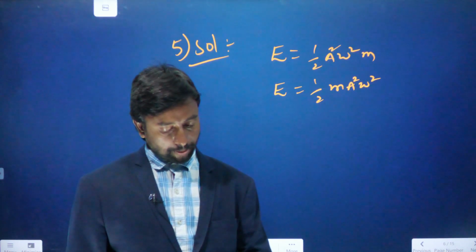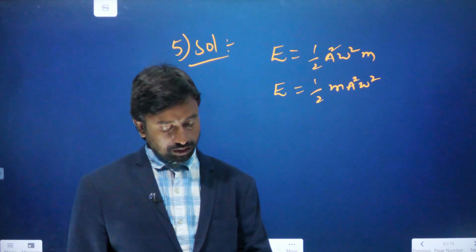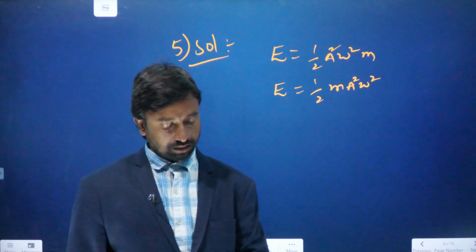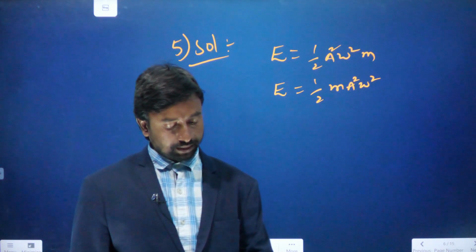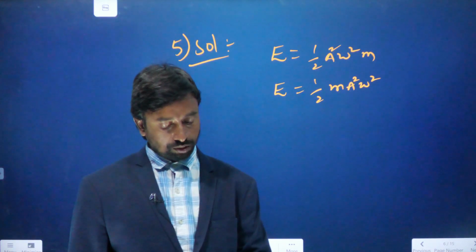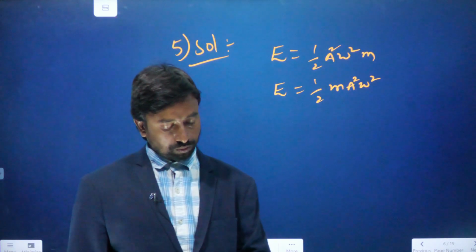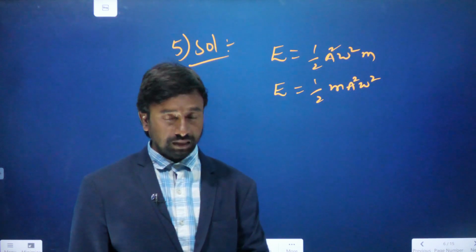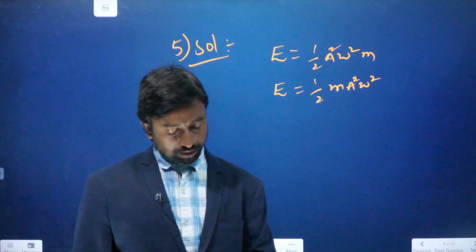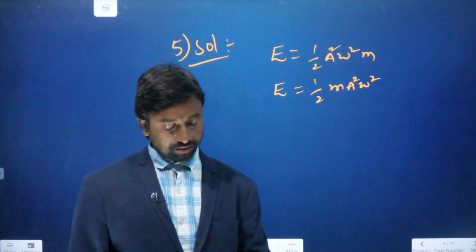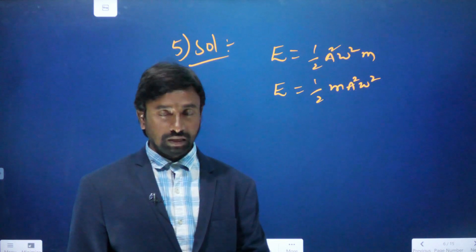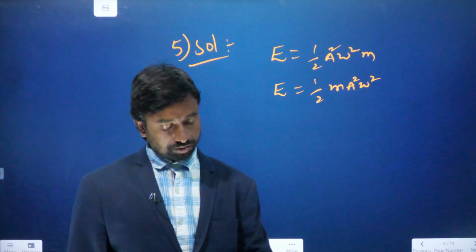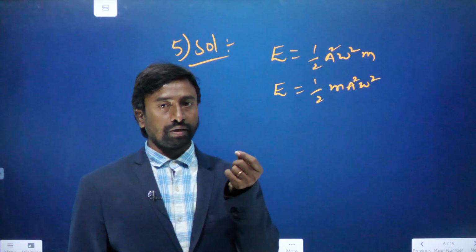So the 12th one is: a particle oscillates simple harmonically with a time period of 2 seconds. After what time will its kinetic energy become 75% of its total energy? We need to find the time, small t. Capital T is given as 2 seconds. It is starting from the origin, that is, from the mean position.